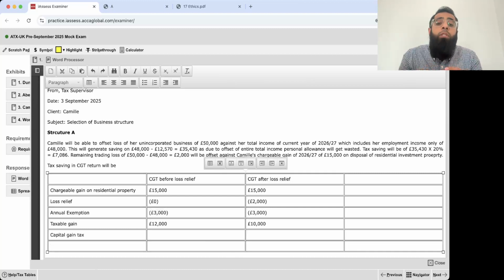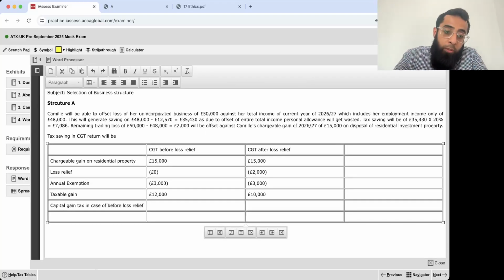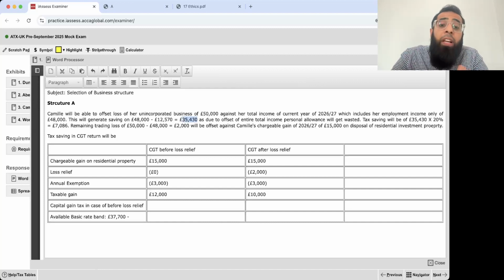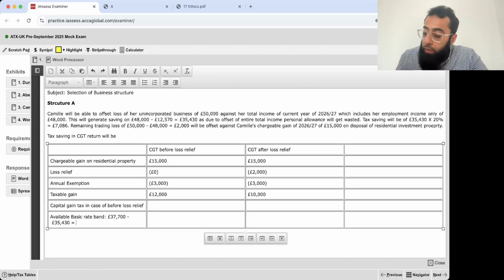Now, when you are talking about CGT before loss relief, the problem was that in this situation, your basic rate band was not completely available. Please listen carefully. Now, CGT before loss relief, and then I will do the working for CGT after loss relief. Available basic rate band: our basic rate band was 37,700. From this, 35,430 was already used.